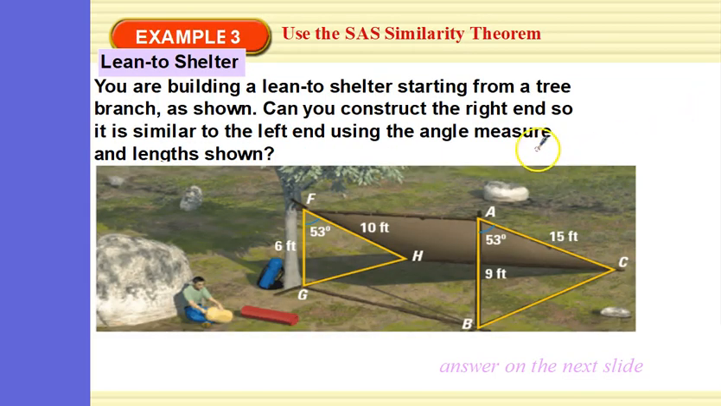You are building a lean-to shelter, starting from a tree branch as shown. Can you construct the right end so that it is similar to the left end using the angle measure and lengths shown? All right, so can you construct the right end, so this end, that is similar to the left end?